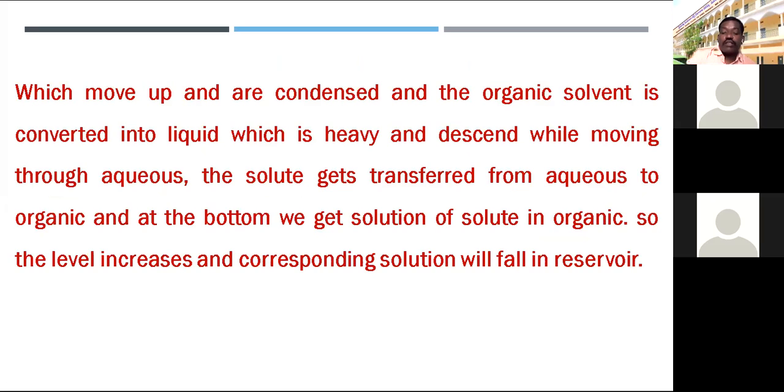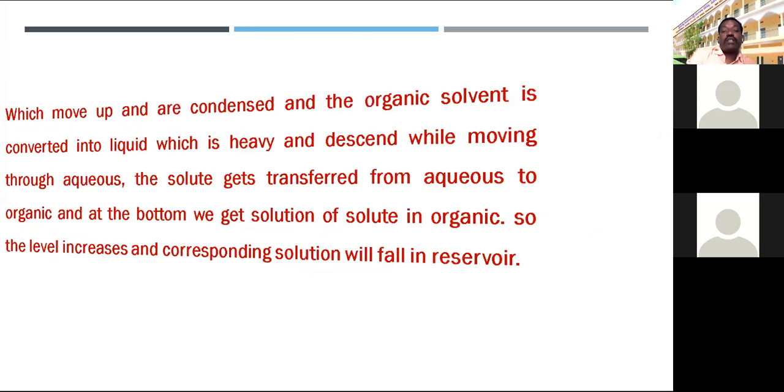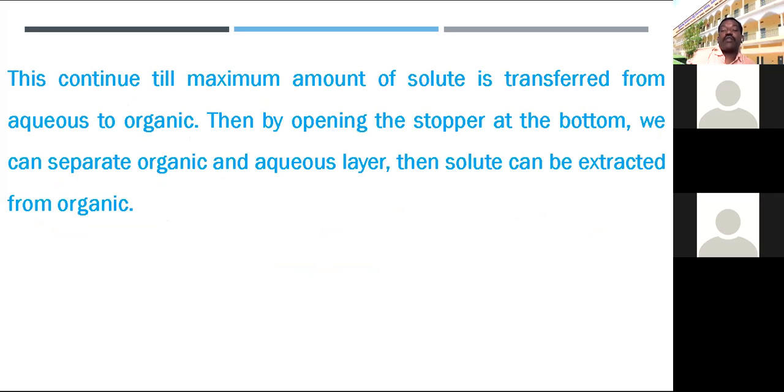The bottom layer is separated into this reservoir as the organic layer. This continues until the maximum amount of solute is transferred from the aqueous to the organic phase. Then, by opening the stopper and separating the aqueous layer, the solute can be obtained from the organic layer.